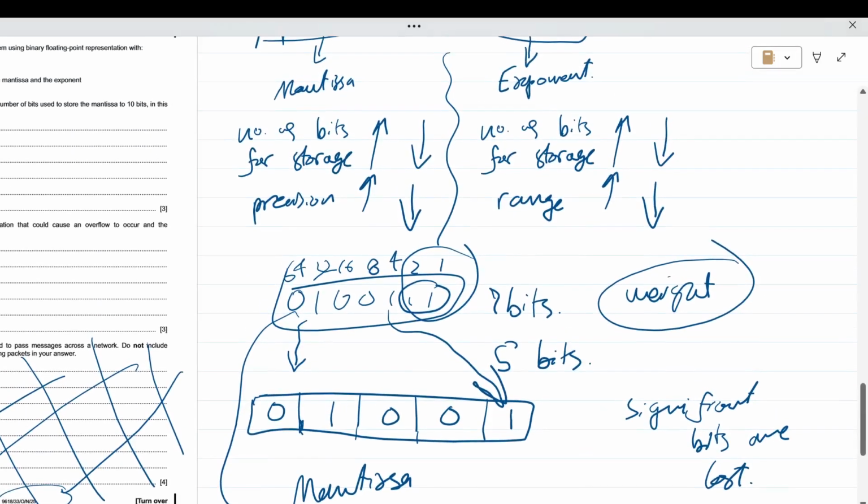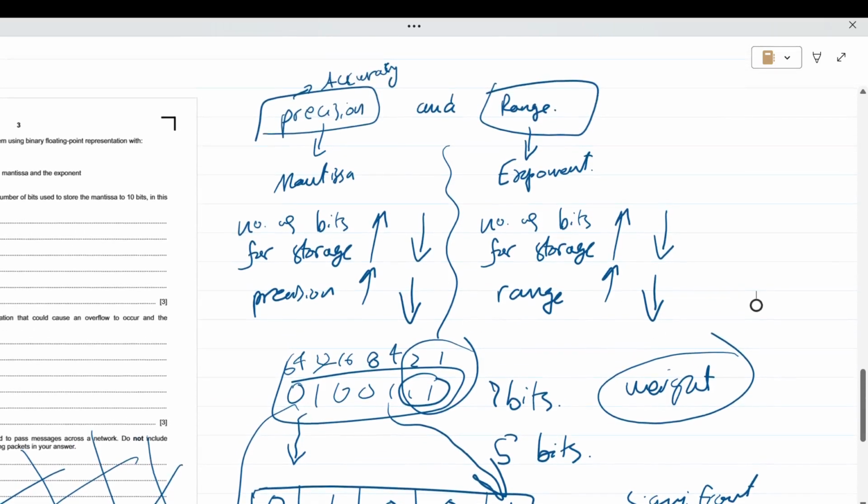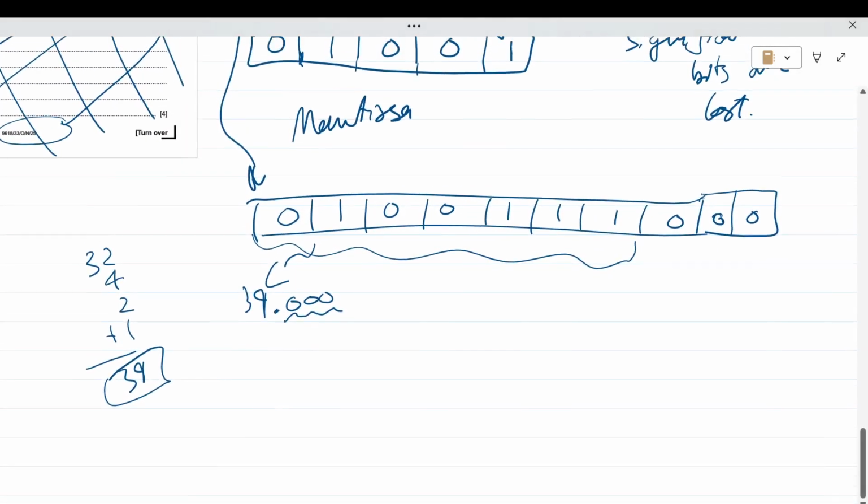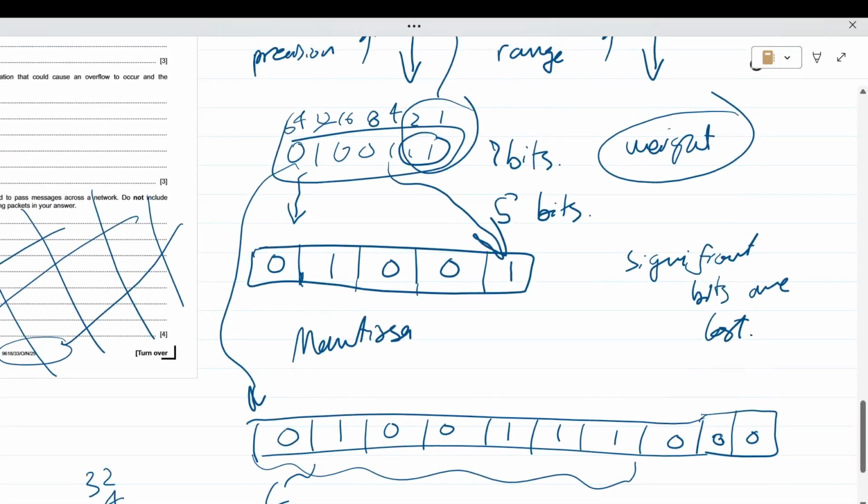And the same case is with the exponent, right? Now we learned about two things. How the number of bits being used to store the mantissa or the exponent impacts their precision or range, right? That is the first thing we learned. And the second thing is what happens if you don't give the mantissa or the exponent the required number of bits it needs. The significant, the weightful bits are going to be lost. This is also called, I forgot the word.